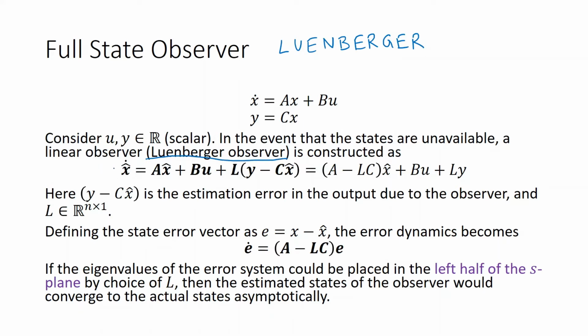So what we do basically, we construct a fictitious system. This is a virtual system. This observer system that has been constructed in this equation is a virtual system, and it sits within the computer. This is not a real system. So this system sits within the computer.